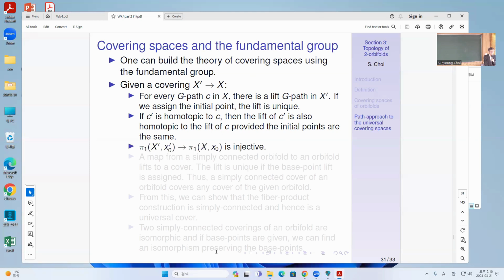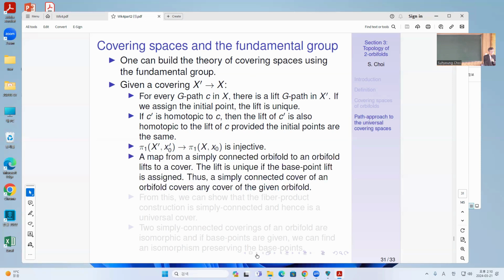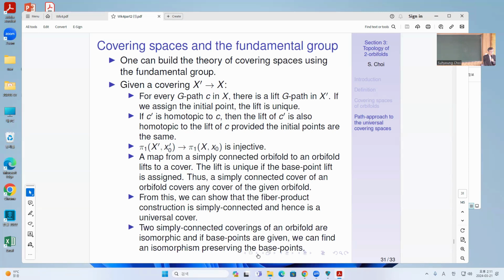So we can prove that the map on fundamental groups is injective. And the map from a simply connected orbifold to an orbifold lifts to any cover. The lift is unique if the base point lift is assigned, and so the simply connected cover of an orbifold covers any cover of the given orbifold. From this, we can show that the fiber product construction is simply connected and hence is a universal cover also. So two simply connected coverings of an orbifold are isomorphic. If the base points are given, then we can find the isomorphism preserving the base point.